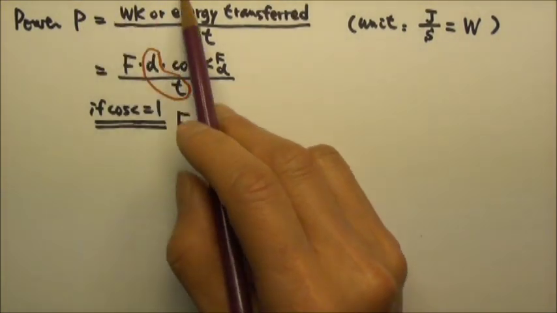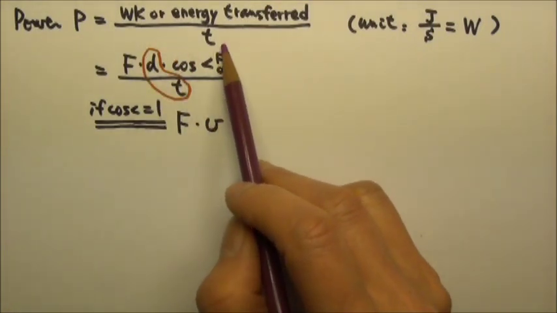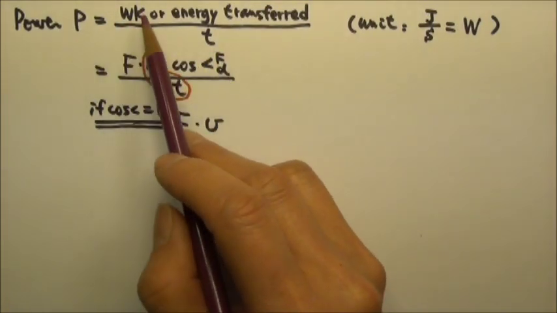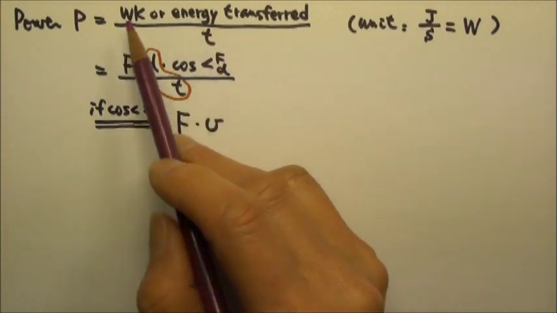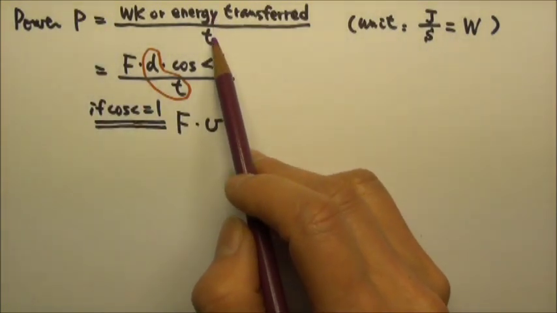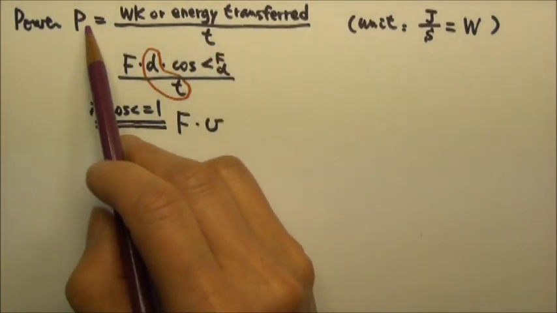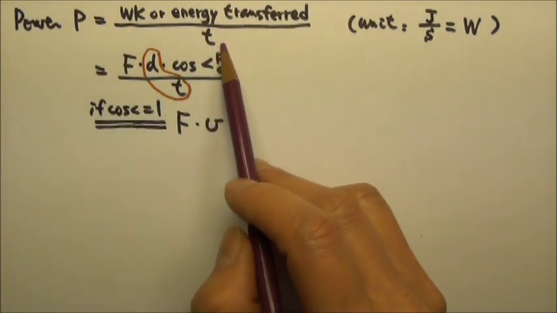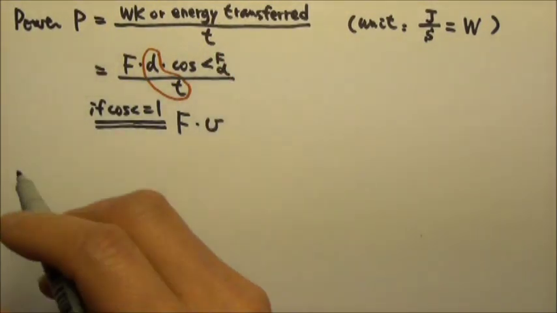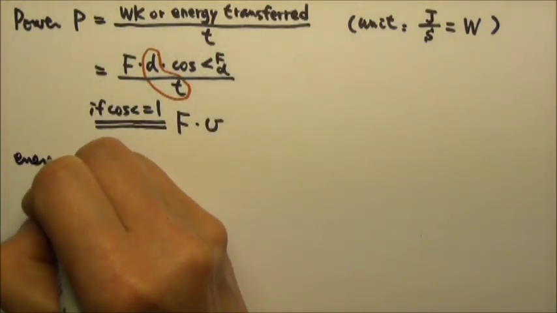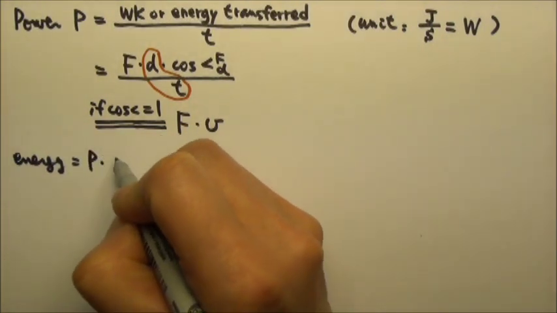Because power is the work or energy transfer divided by time, that means power is the rate at which work is done, or the rate at which energy is being transferred. So if we're given the power and the time, then we can find the total energy being transferred. This will be power times time.